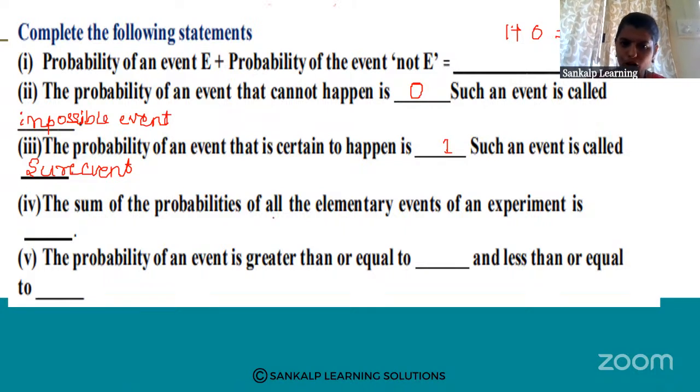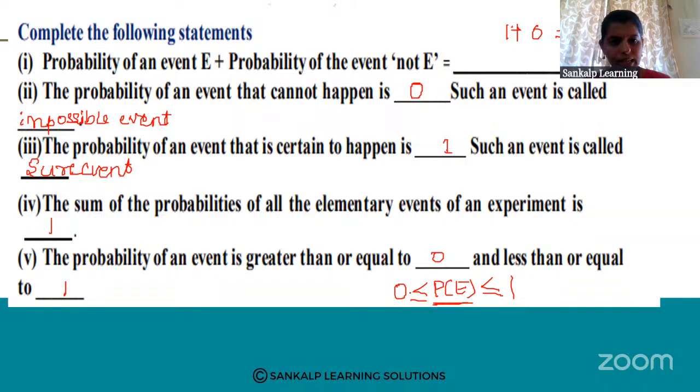The sum of the probability of all the elementary events of an experiment is 1. The probability of an event is greater than or equal to 0, that is, 0 is less than or equal to P of E is less than or equal to 1. That means the probability of an event is greater than or equal to 0 and less than or equal to 1.